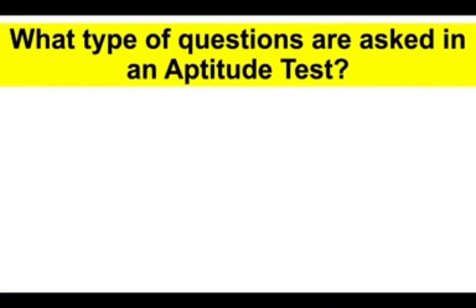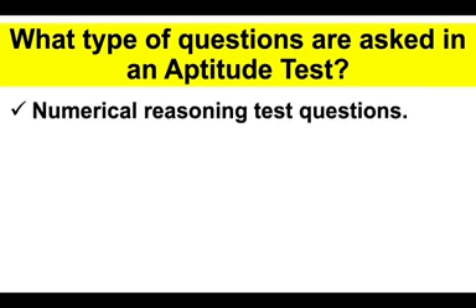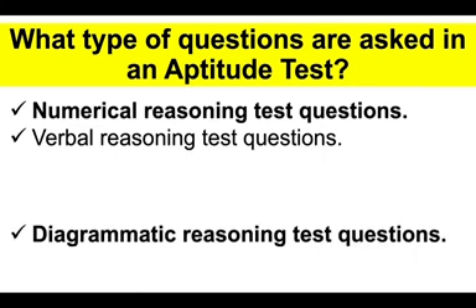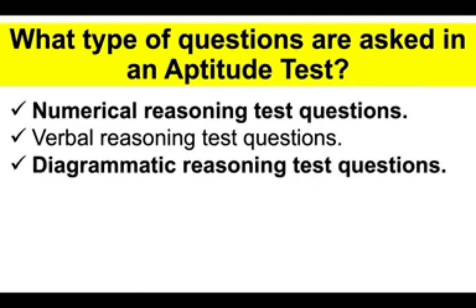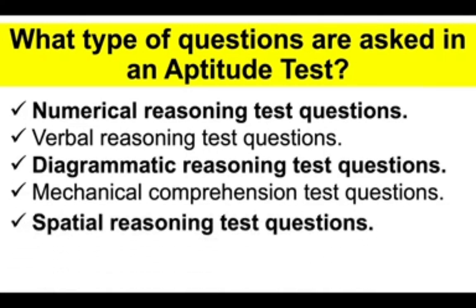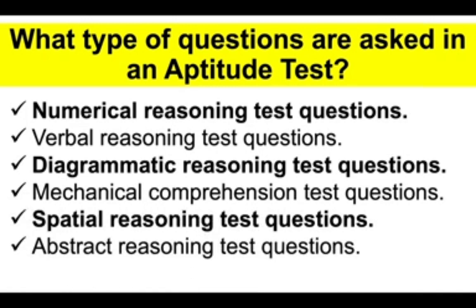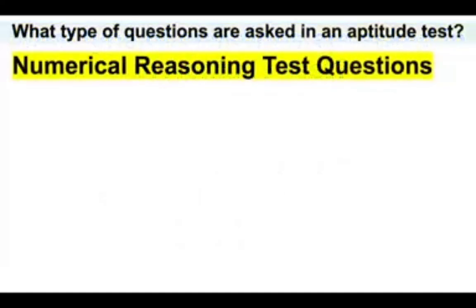Well, the common type of questions that are asked during aptitude tests include numerical reasoning, verbal reasoning test questions, diagrammatic reasoning test questions, mechanical comprehension, spatial reasoning, and abstract reasoning test questions too. So these are the more common type of aptitude test questions, and I can pretty much guarantee these are the type that you will have to respond to during your aptitude test. And of course, the best way to prepare is to practice lots of questions under timed conditions.